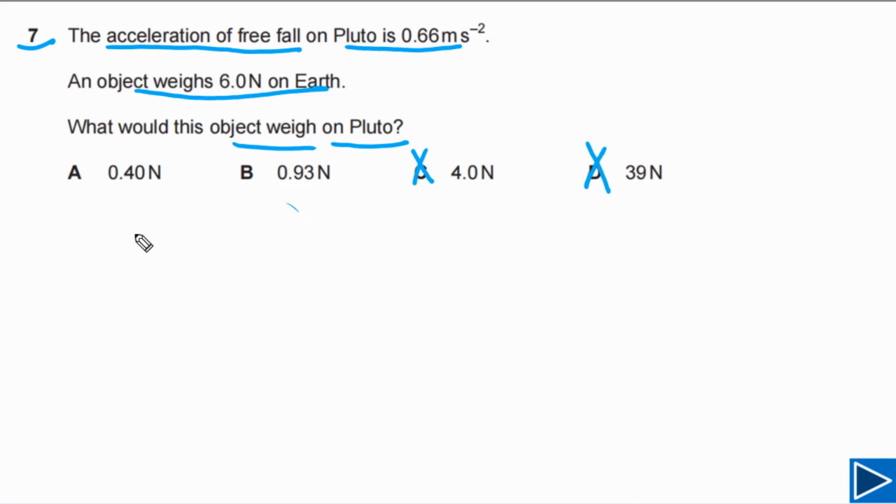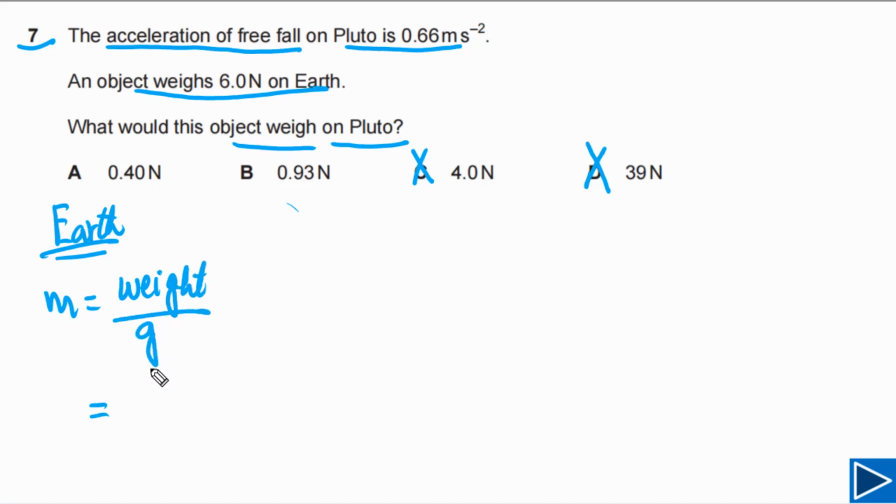The second point we need to understand is that the mass of the object remains the same. It doesn't matter wherever the object is in this universe, mass does not change. So first of all, we need to find the mass when the object is on Earth. Mass will be equal to weight of the object divided by the value of g. In this case, we have weight equal to 6.0 newtons, and we divide by g, which is 9.81. You have to use 9.81, not 10. If we divide by 9.81, our answer will be 0.612 kg. So this is the mass of the object.